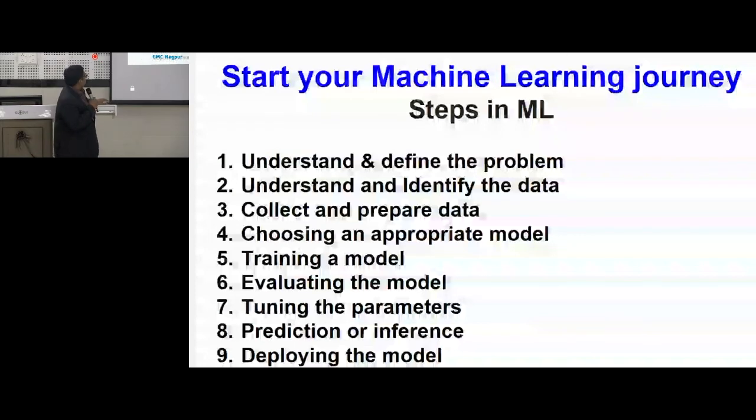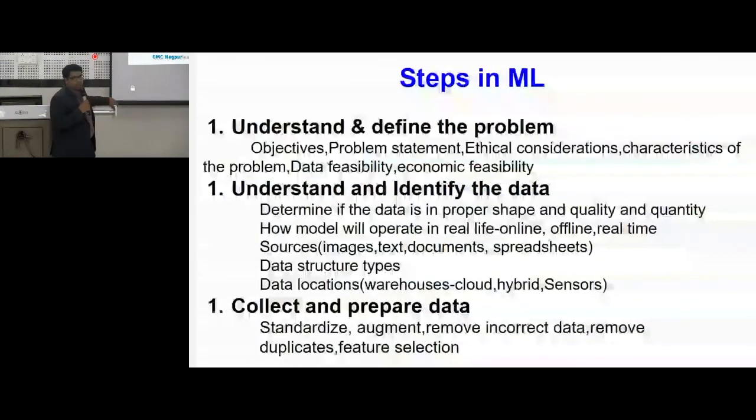Basically, the first step is to find the objectives: what problem you are going to address. You have to understand the problem statement, ethical considerations, characteristics of the problem, data feasibility and economic feasibility. Everything you need to define, similar to defining the problem in research. This is the first step.